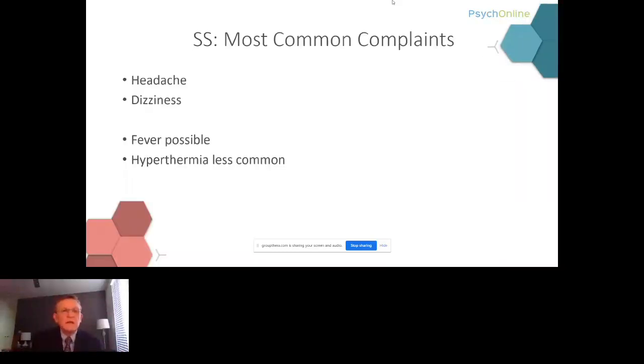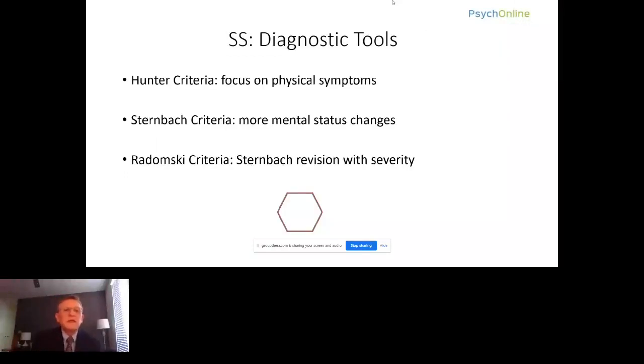Hyperreflexia is also common. When a patient walks into a medical facility and complains and they have serotonin syndrome, the most likely complaint is going to be headache or dizziness. Unfortunately, not at all specific. Fever is possible, but hyperthermia is less common.